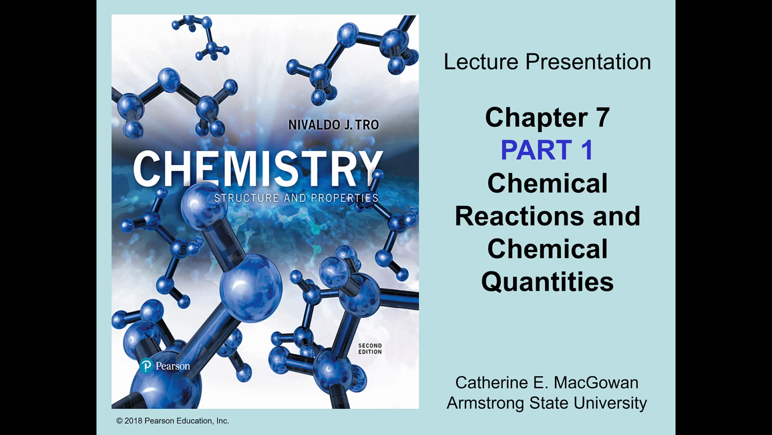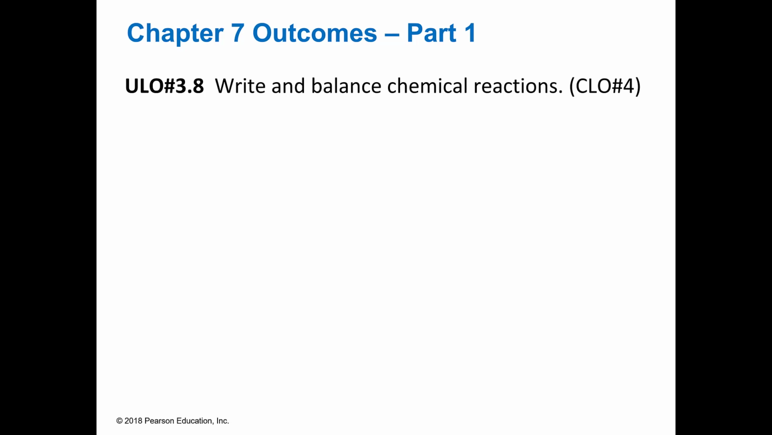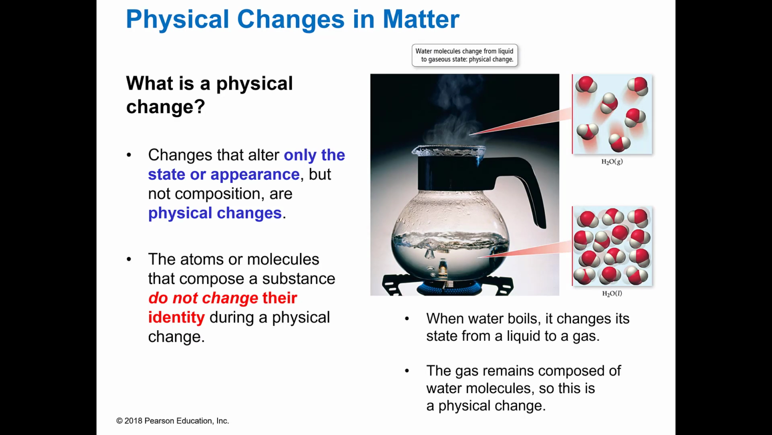This is the first part of Chapter 7, and this is where we're going to actually look at chemical reactions and how we define those quantities and how we account for what's going on in balancing of these reactions. So remember way back we talked about the difference between a physical and a chemical change.